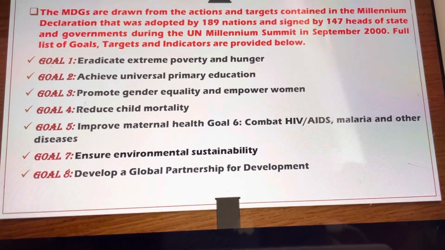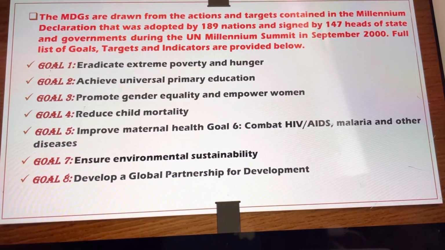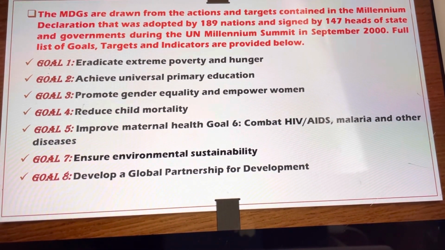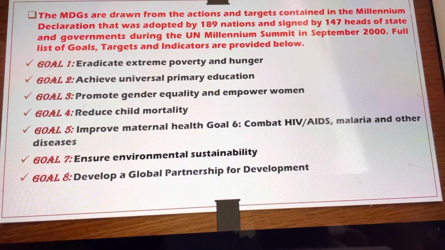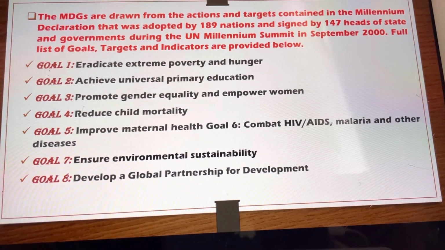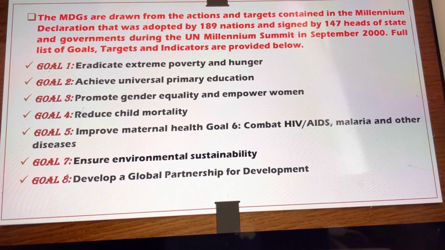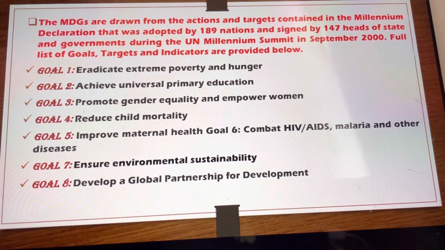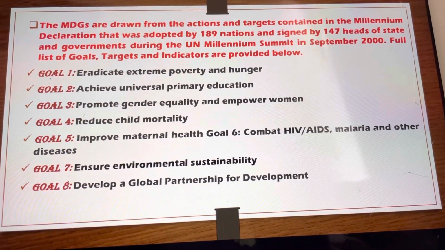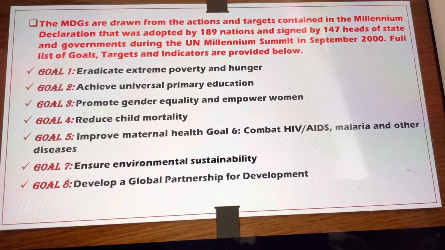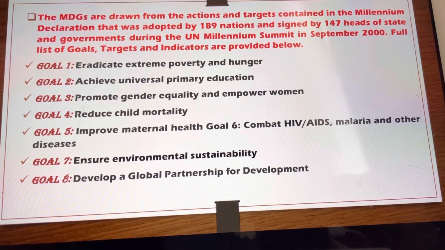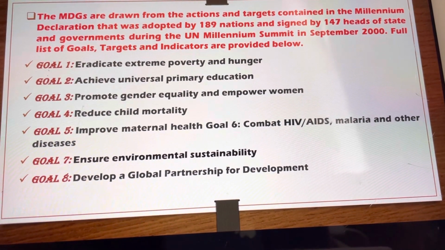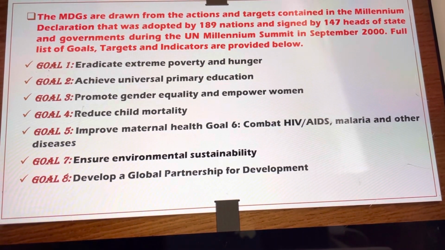So why is this HDI important? Because it will draw attention in Millennium Development Goals. The Millennium Development Goals are drawn from the actions and targets contained in the Millennium Declaration that was adopted by 189 nations and signed by 147 heads of state and government during the UN Millennium Summit in September 2000. Full list of goals, targets and indicators are provided.